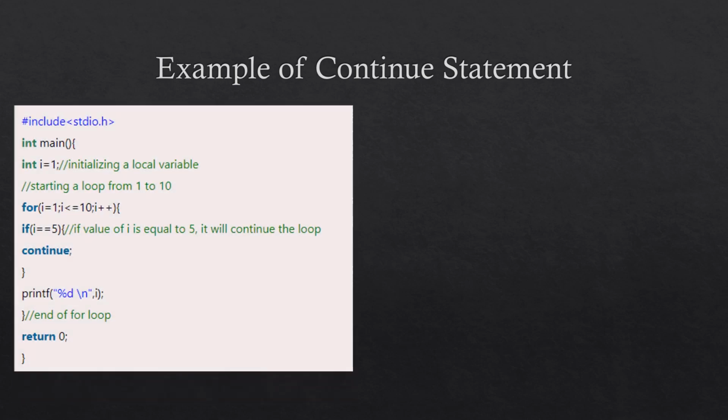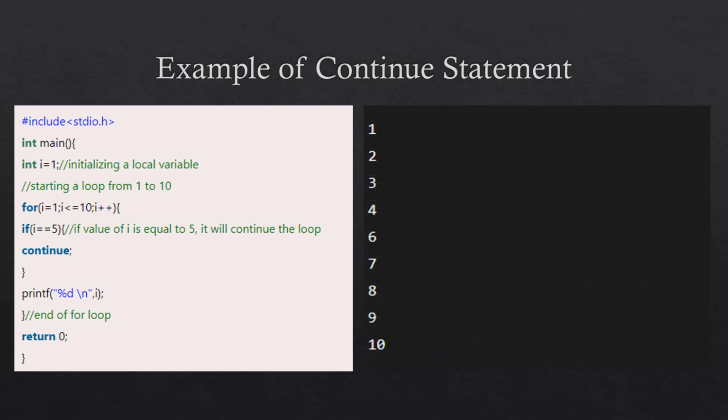Now let's see an example of continue statement. In this example, there is a for loop from i is equal to 1 to i is less than 10 and a continue statement is being implemented at the value i is equal to 5. Hence, the output would be 1, 2, 3, 4, 5, 6, 7 and so on till 10 because the loop got continued after i is equal to 5.